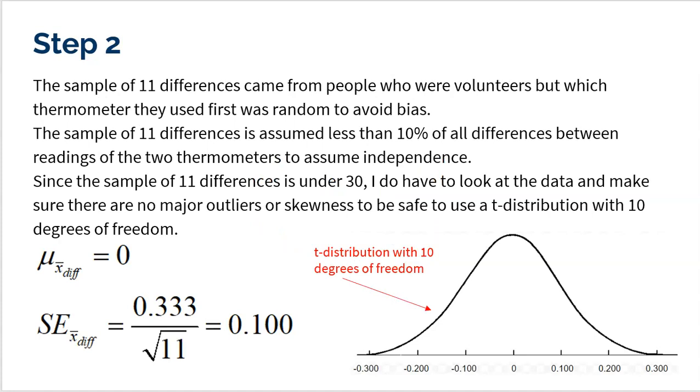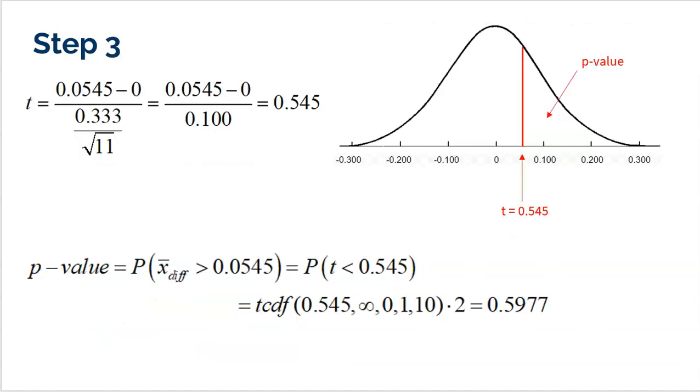All right, so step 2 was building that sampling distribution based on the null being true. So that's why I put 0 in the middle. I assume that the mean of all possible sample differences was 0. And the standard error is taking my standard deviation, 0.333, divided by the square root of the sample size, which is exactly why I have to use a t-model with 10 degrees of freedom. 11 minus 1 is 10 degrees of freedom. So there it is. Now, step 3.